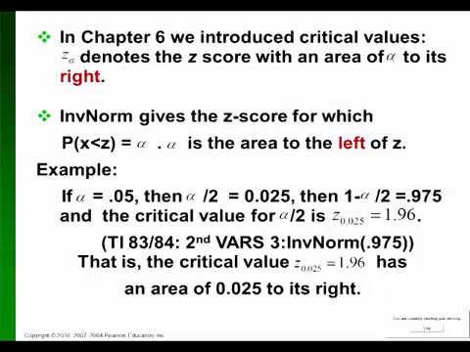When I type in inverse norm 0.975, I get a critical value of 1.96. That's a z-score that has 2.5% to the right of positive 1.96, and we're fixing to find out on the next slide 2.5% of the values falling below negative 1.96 to the left. That's why you divide by 2. We're not just concerned with this tail end, but also that tail end.